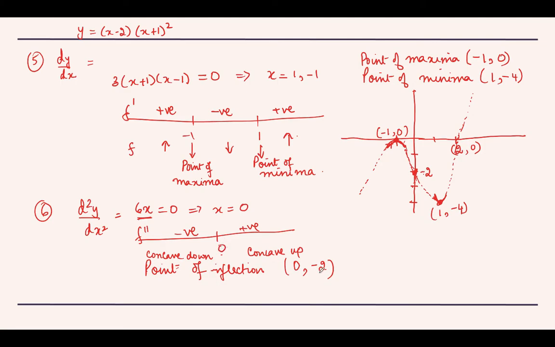Coordinates are 0, -2, and to the left side it is concave down. So the diagram was almost correct, because we have already drawn it concave down. To the right side it is concave up, so it should be a cup shape opening upwards, and this side it is inverted cup shape. So this is how we will make the rough sketch for this graph y is equal to x minus 2 into x plus 1 whole square.